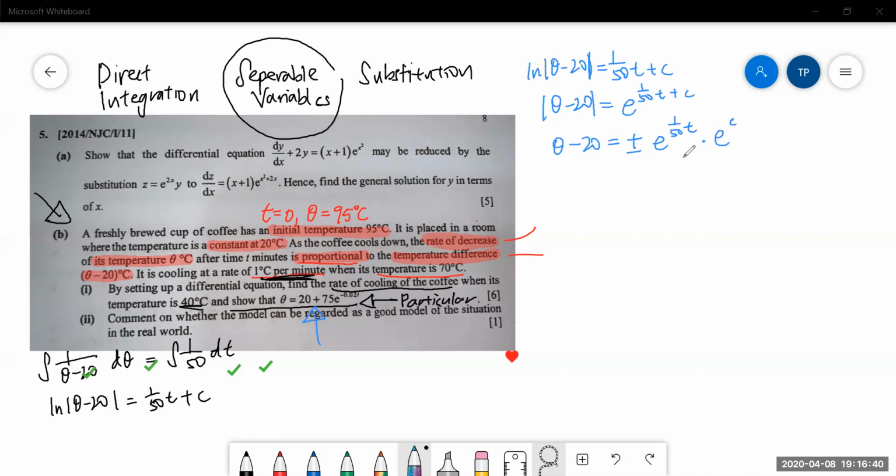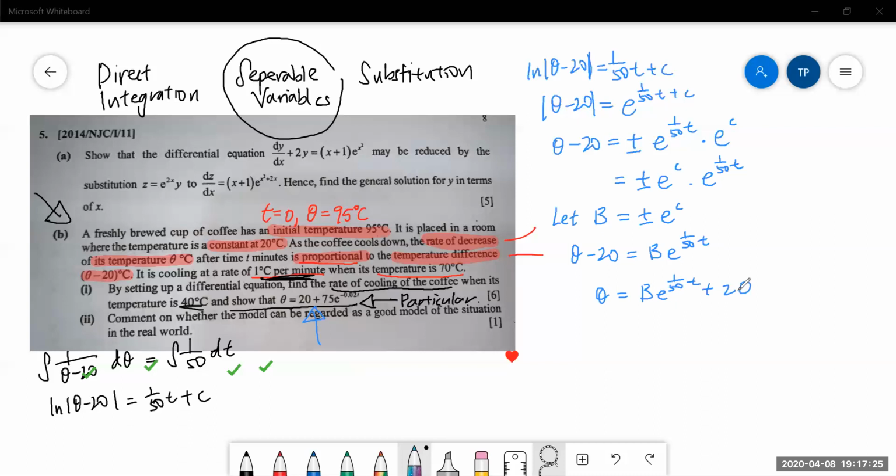Can? Okay. Then from here, I want plus minus e to the power of c to take on an alphabet because it's very complicated. Plus minus e to the power of c is just an arbitrary constant. It can be any value. So let's say b is equals to plus minus e to the power of c. So theta minus 20 will be equals to b e to the power of 1 over 50 t. So we know that theta here is equals to b e to the power of 1 over 50 t plus 20.